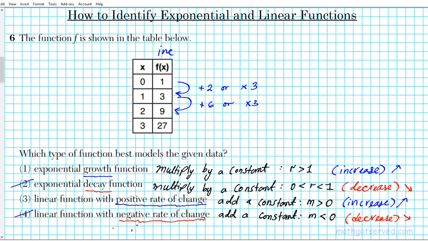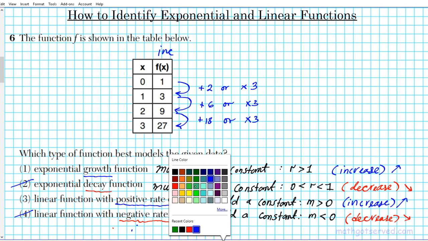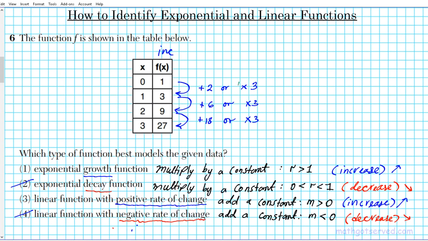And then from 9 to 27, you add 18, right? You see how this is changing? So we see it's not linear. Or from 9 to 27, multiply by 3. Ladies and gentlemen, I hope you clearly see what the answer is. What's happening here is that we're multiplying by a constant that is greater than 1. Alright, so let's write that down.